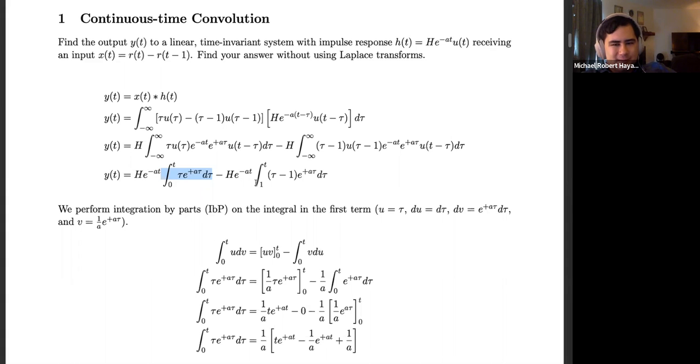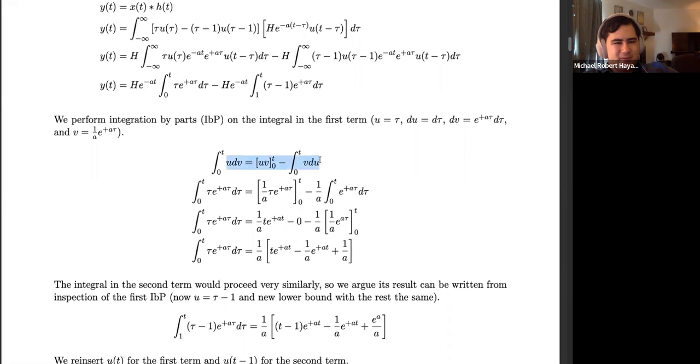And then we can also say dv is e to the plus a tau d tau. So when you integrate that, you get v is equal to 1 over a e to the positive a tau. Integration by parts formula, integral u dv is equal to uv evaluated minus integral v du. So integral of tau e to the a tau d tau is equal to 1 over a tau e to the positive a tau from 0 to t minus 1 over a integral 0 to t e to the positive a tau d tau.